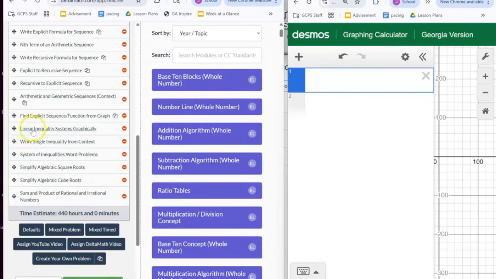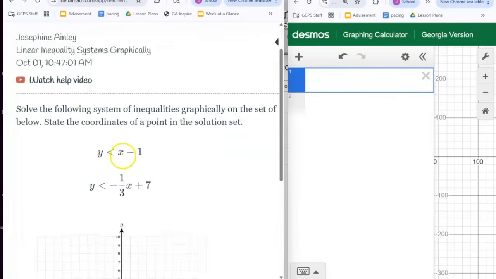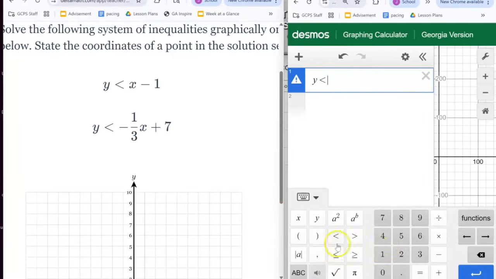All right. So we're going to look at linear inequality systems graphically. All right, so can you graph these inequalities? Of course, the very first thing that you do is go ahead and type them in exactly as you see them. And if you don't want to use the keyboard, you can use this right here.